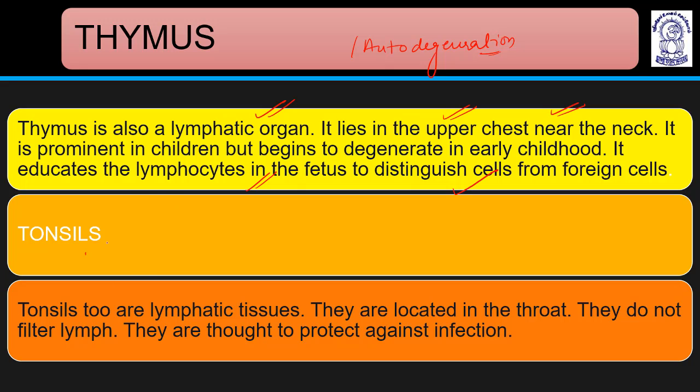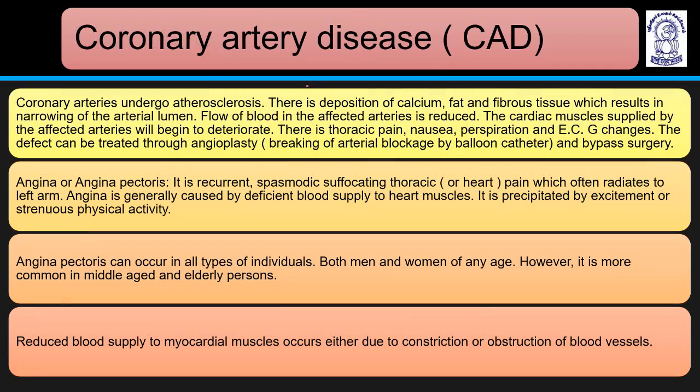Tonsils. Tonsils too are lymphatic tissues. They are located in the throat. They do not filter lymph. They are thought to protect against infection. Tonsils, palatine tonsils mainly.